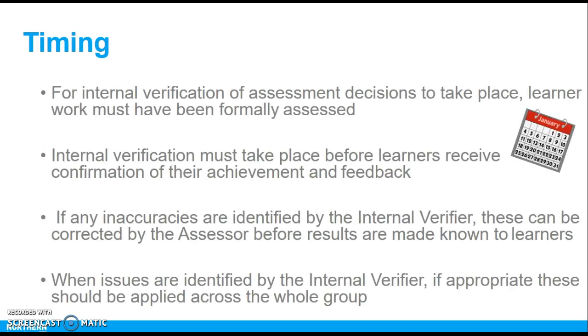Then we have timing. For internal verification of assessment decisions to take place, learner work must have been formally assessed. Internal verification must take place before learners receive confirmation of their achievement and feedback. If any inaccuracies are identified by the internal verifier, these can be corrected by the assessor before results are made known to learners. When issues are identified by the internal verifier, if appropriate, these should be applied across the whole group.